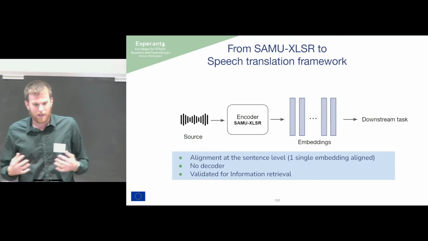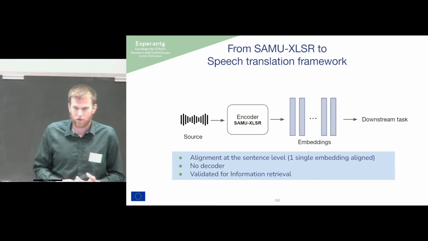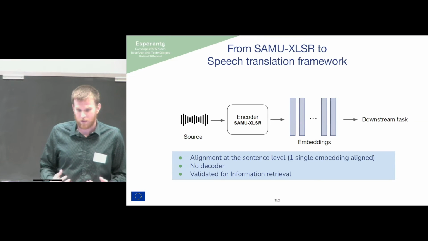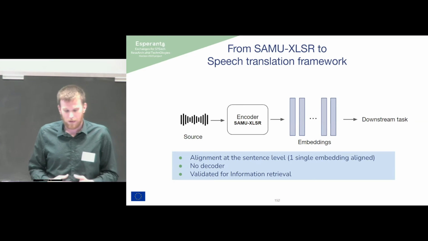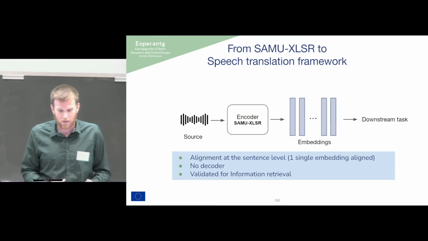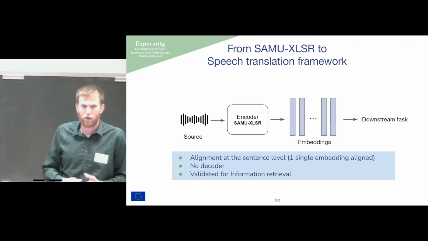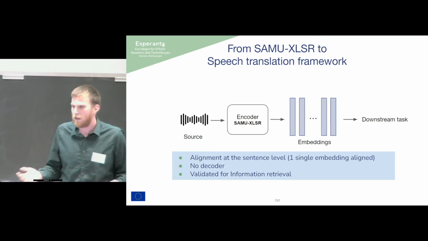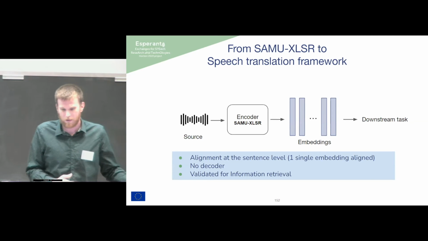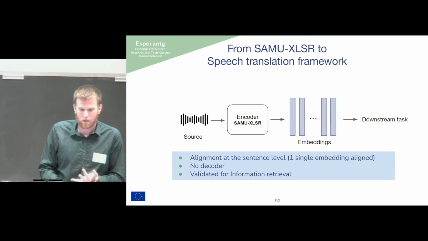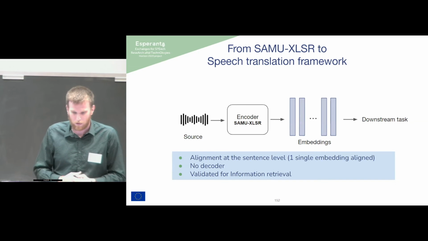So let me just go back to the beginning of the presentation and recap a little bit on SAMU-XLSR. As you already know, SAMU-XLSR is a pre-trained speech encoder model that, given an input speech signal, generates a sequence of embeddings. Then these embeddings can be used for any downstream task that you can think of. Some of my colleagues have already presented experiments using it for speaker ID, for phonetic classification, or for any other task you can think of.